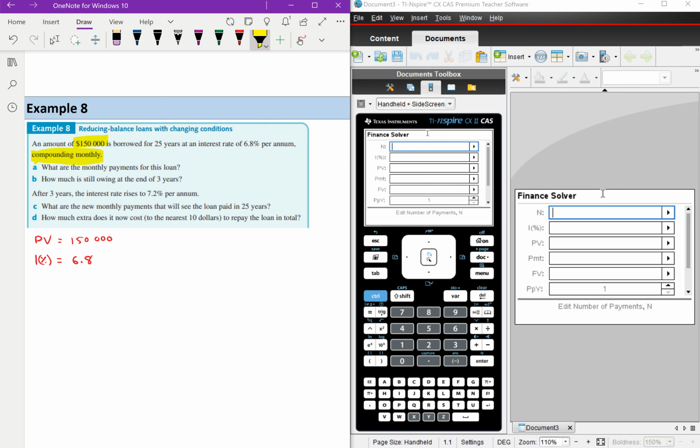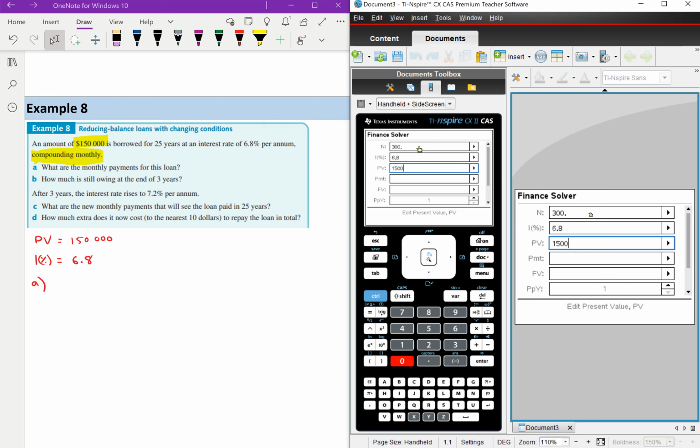Okay, so now what are we looking for in A? We are looking for what are the monthly payments for this loan. So if I were to borrow this, after 25 years, since I'm compounding monthly, it means that payments will happen 12 times in a year, because monthly there are 12 months in a year. So 25 times 12 will give me how many times I compounded over 25 years, right? Interest rate, which we know is 6.8, and present value is how much I borrowed, so 150,000.